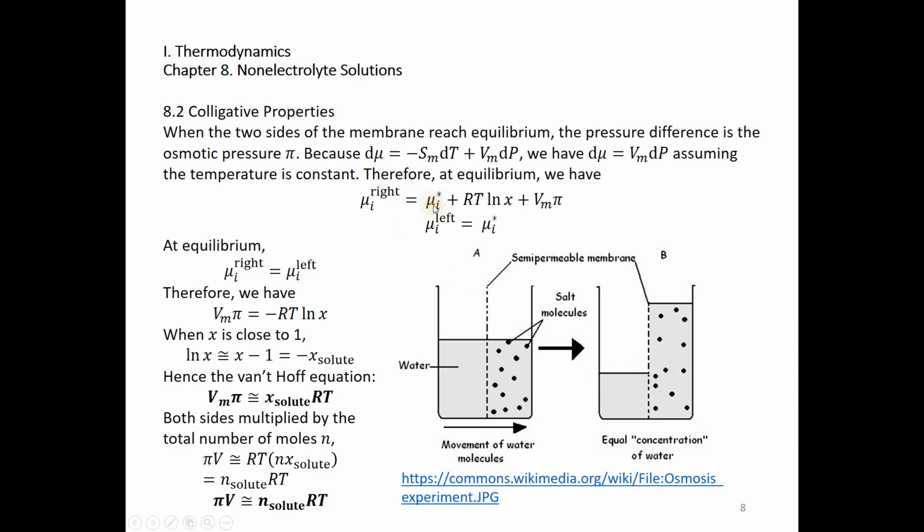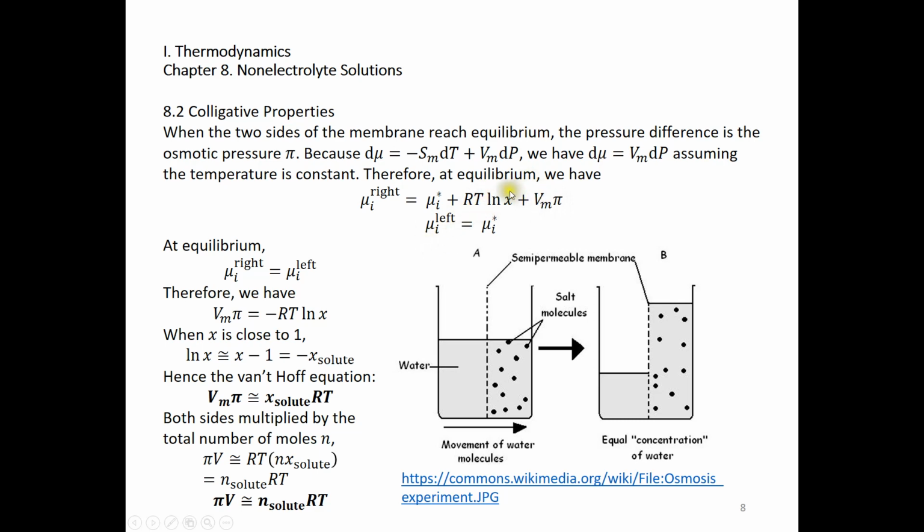Alright, and we can equate these two equations, left equals right, so the chemical potential here equals the chemical potential here when the substance is at equilibrium. And on the right, we have this correction due to the mole fraction. We have another correction due to the osmotic pressure. And since left equals right, the sum of these two should be 0.